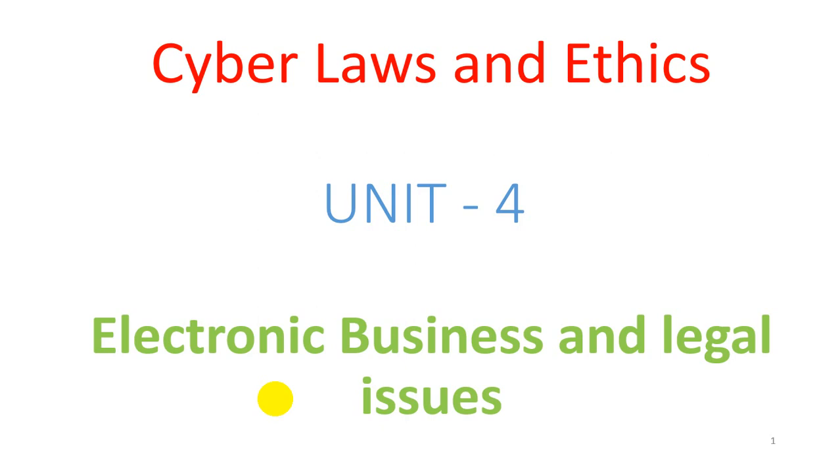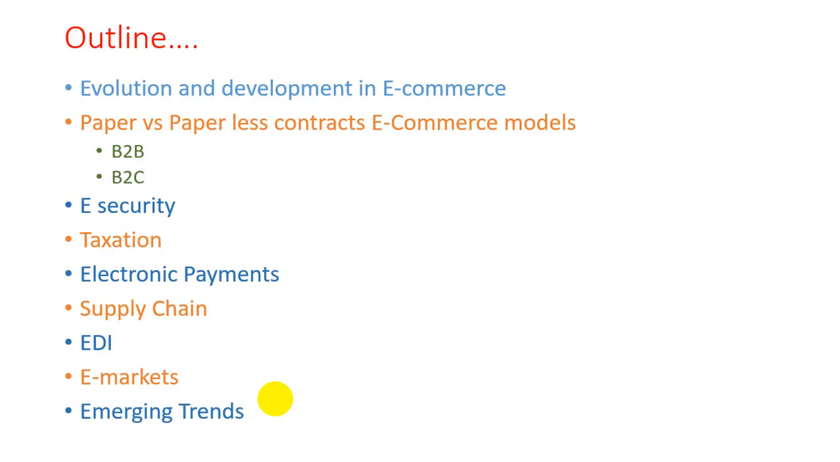In today's first lecture we will discuss the outline, which is nothing but the different topics we are discussing in this unit, shown on the first slide. In unit number 4, we will discuss the evolution and development of e-commerce. Then we will discuss paper versus paperless contracts in the e-commerce model, where we will cover two different models, B2B and B2C.